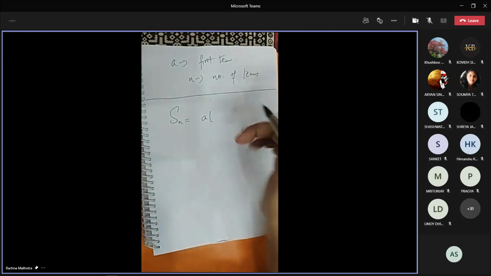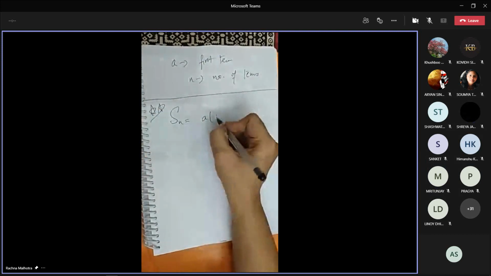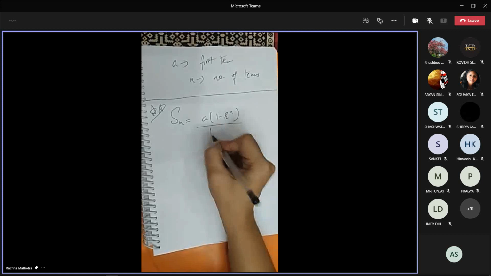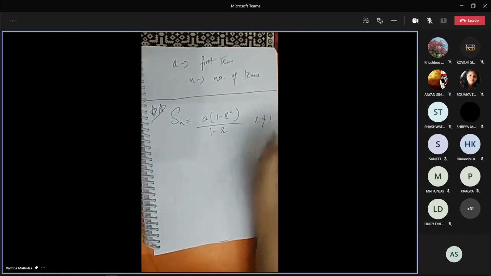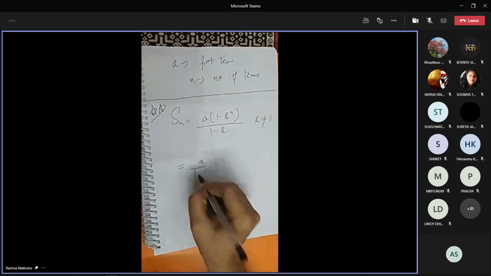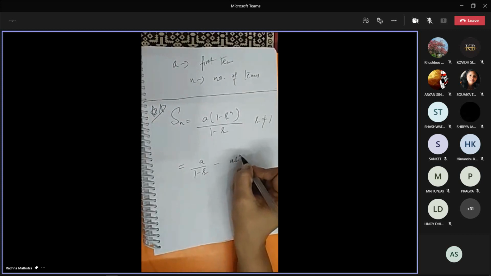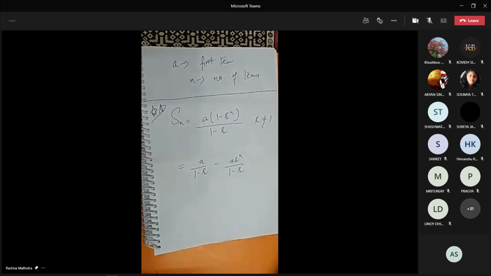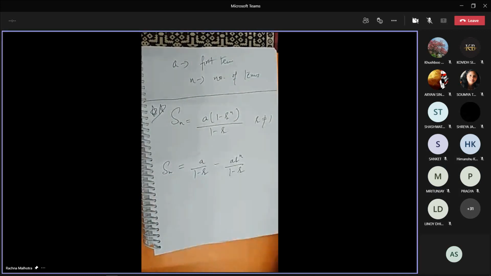One more thing I want to tell you. This is for r not equal to 1. Can we write it as this? Yes, ma'am. This is Sn. So with the help of this, we can find the sum to infinite terms of GP also.